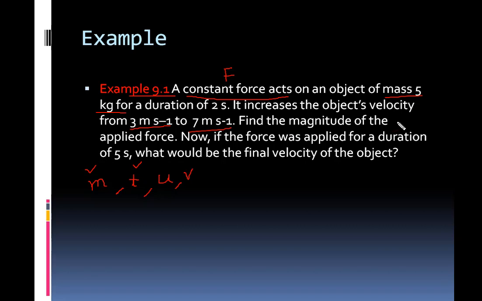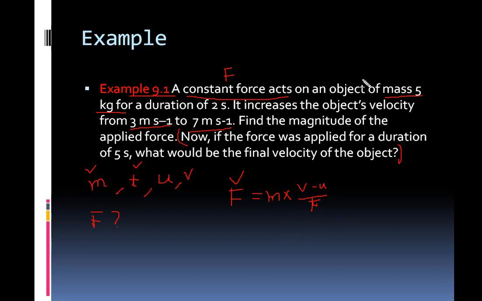Find the magnitude of the applied force. Here what you need to find out is the value of the force. Okay. Now this is the second part of the question, so first let us solve the first part. You know that, from the second law of motion, F equals mass into acceleration. In place of acceleration, you can write (v minus u) divided by t. You put all the respective values and you will get the value of F.